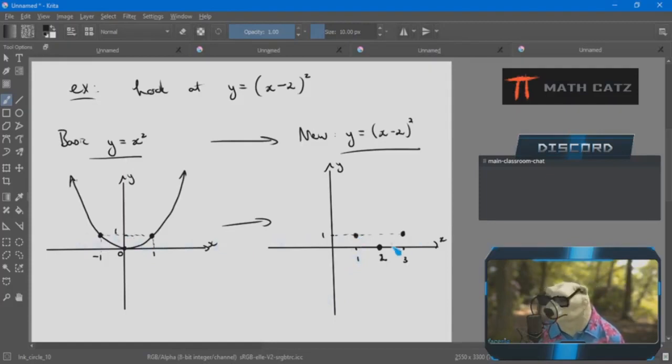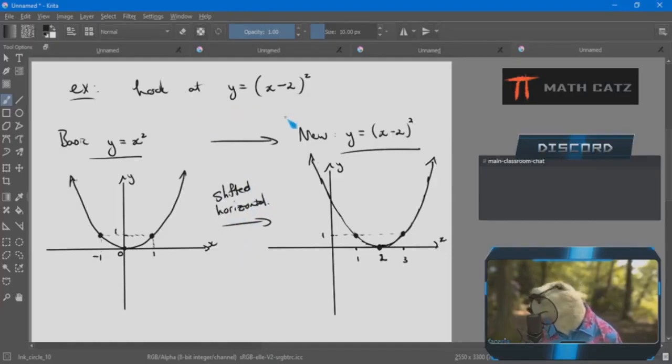And I can keep going with this argument, and we'll see that the parabola is now sitting over here. It's the same shape, but it's now shifted horizontally. It's a horizontal shift. How did I change the function? Because that still happened first.